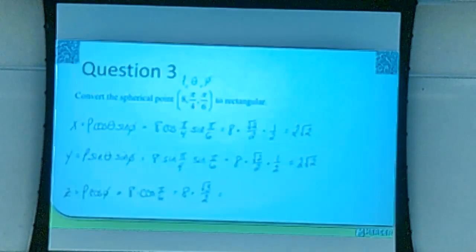No. Uh-oh. What's half of 8? 4. 4 root 3.